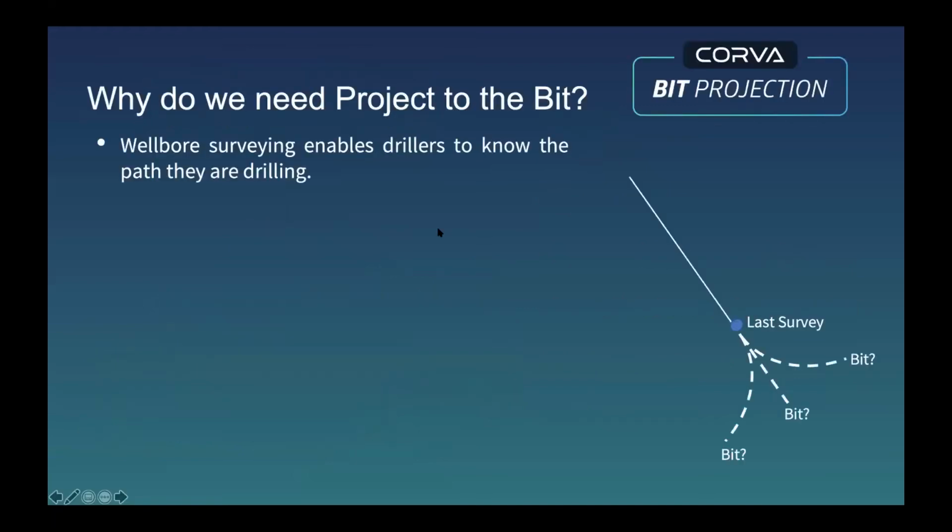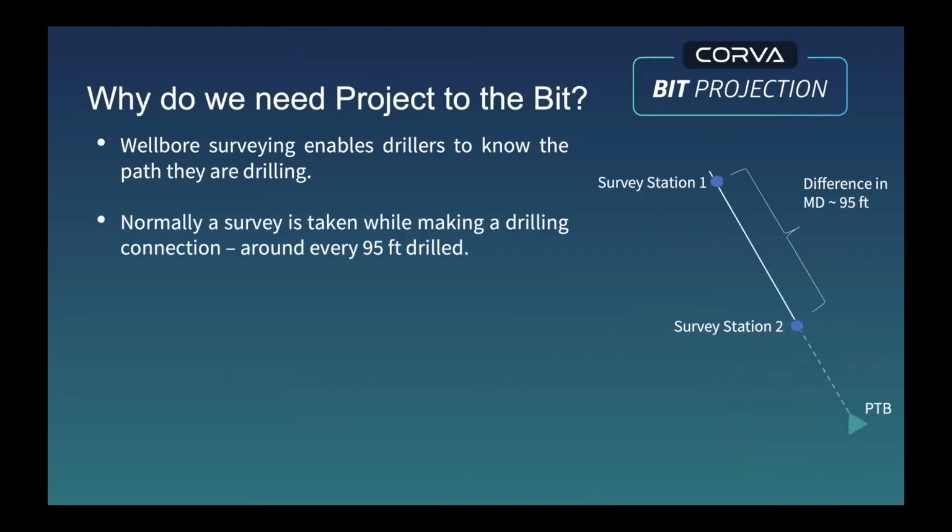Okay, so the question is why do we need projection to the bit? An important thing to understand about this is to understand where the wellbore is being drilled, the rig takes surveys with their MWD tool. Those surveys give us values at surface. Basically, we can plot an XYZ coordinate, which is a survey station, that plots the path of the wellbore as it's being drilled.